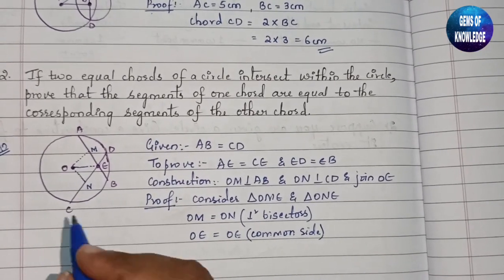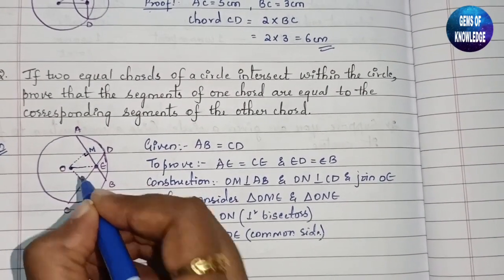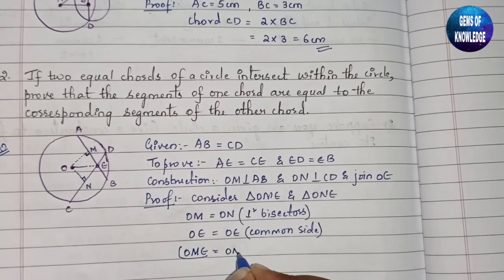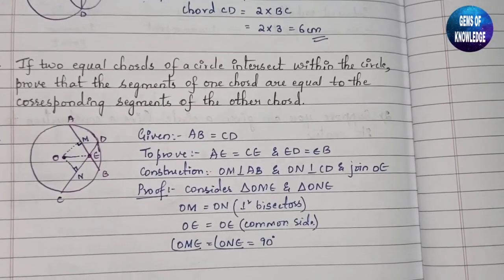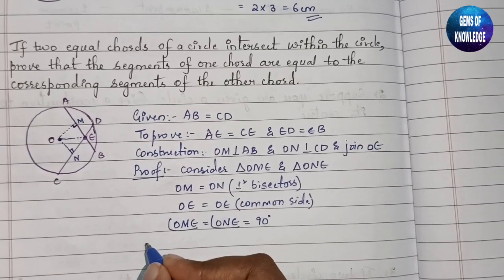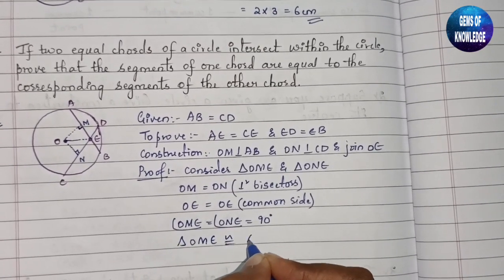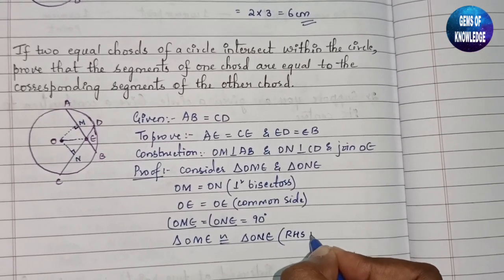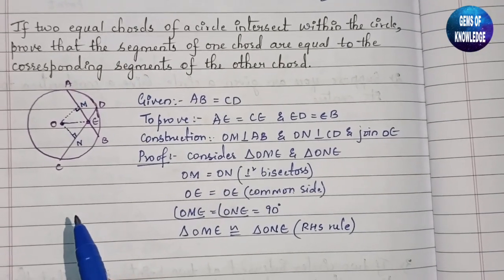Then one more thing we can write: if this angle is perpendicular it will be 90 degrees. So we can write angle OME is equal to angle ONE, which is equal to 90 degrees, a right angle. So we can write triangle OME is congruent to triangle ONE by the RHS rule. Since RHS rule, we can say that both the triangles are congruent.